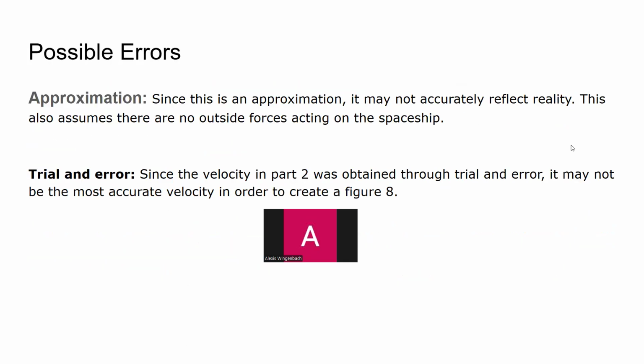Possible errors: this is all approximation, so it may not accurately reflect reality, and it also assumes there are no outside forces acting on the spaceship. And also trial and error: since part 2 was obtained through trial and error, it might not be the best fit, but it is a good fit. So overall, that is what we've learned today.